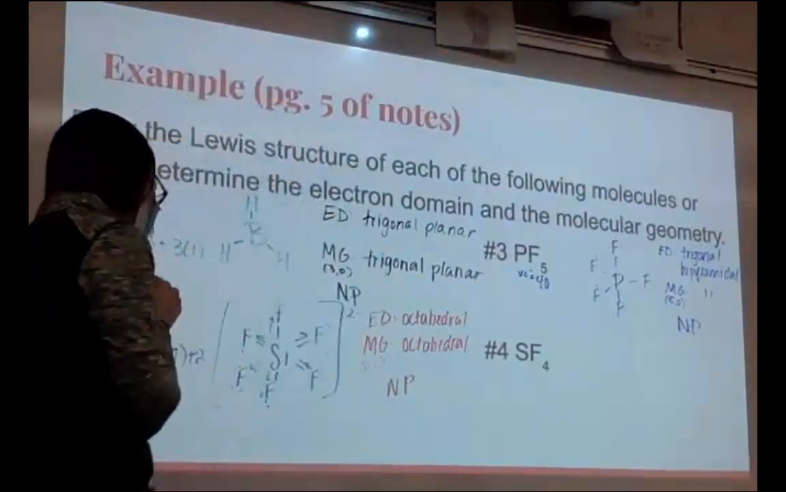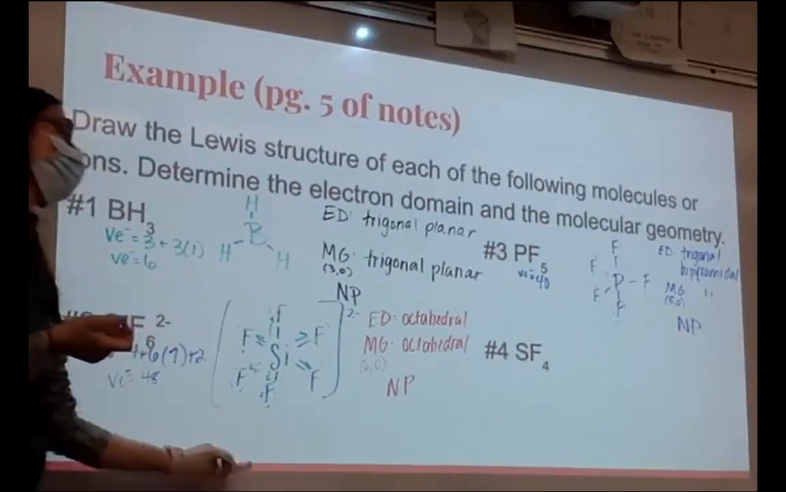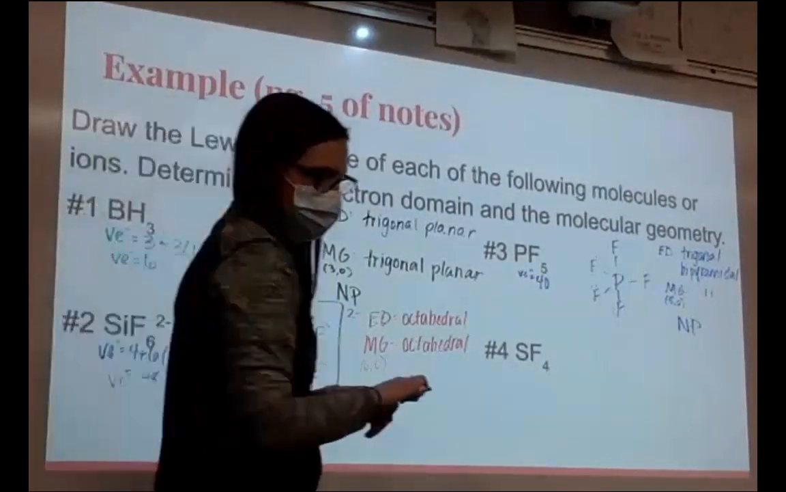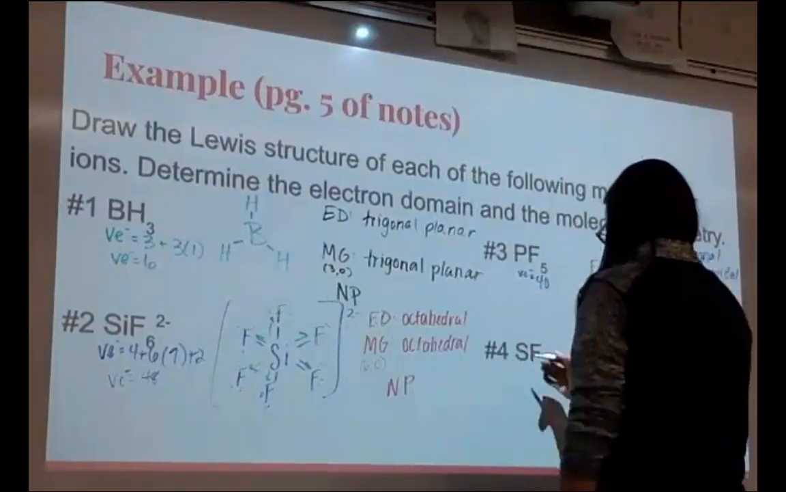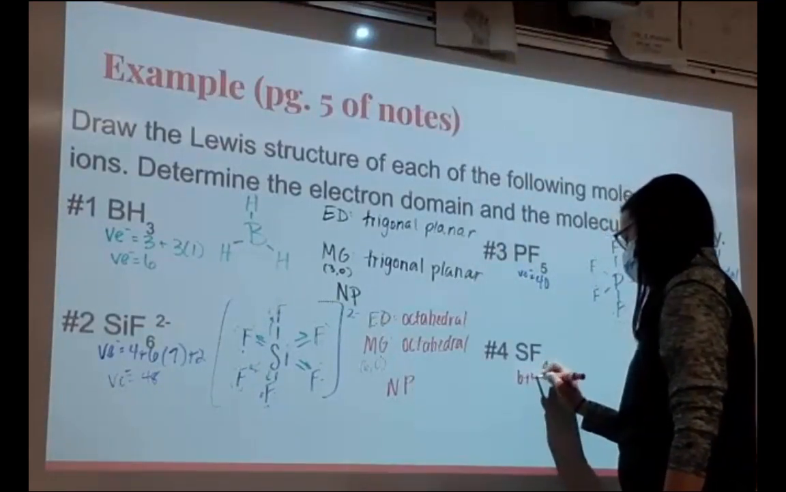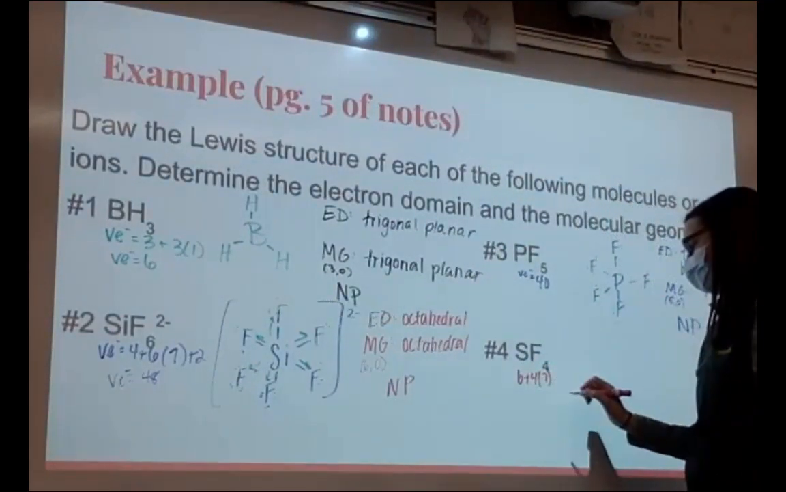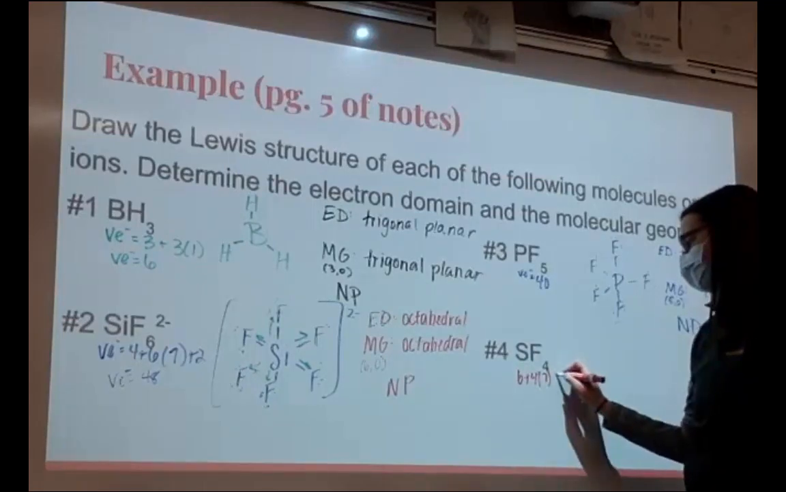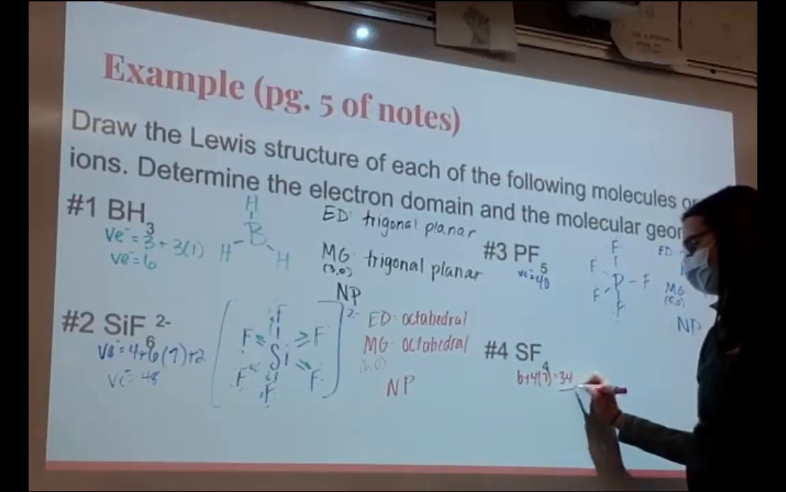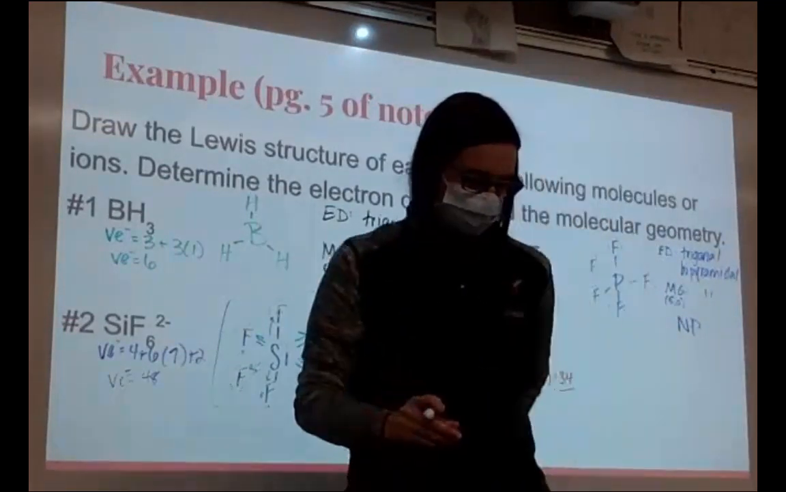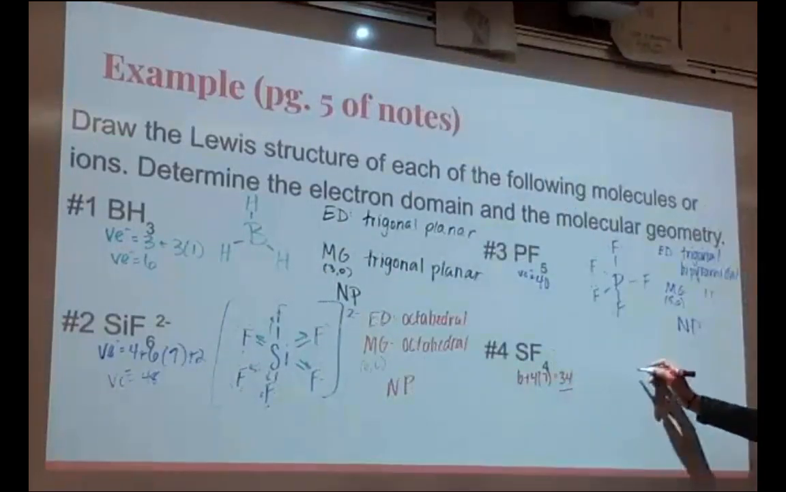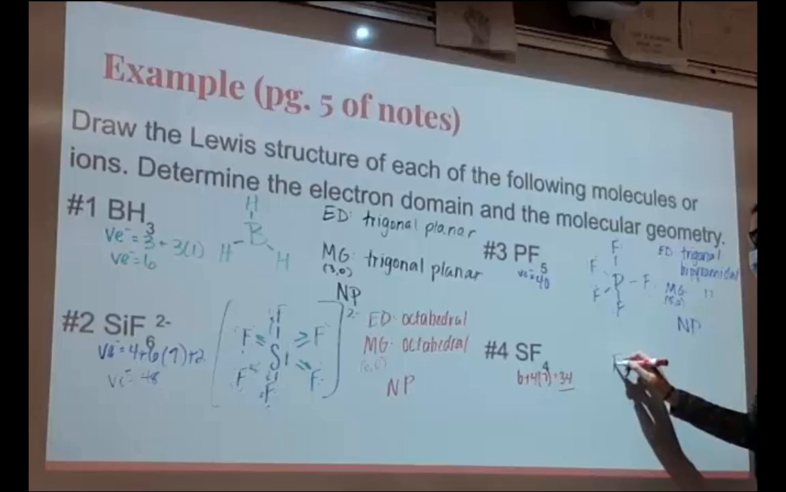So 1, 2, and 3, we were looking at the fundamental shapes. Let's look at number 4. So for SF4, 28 and 6, 34. So S goes in the middle. Surround it with the fluorines.